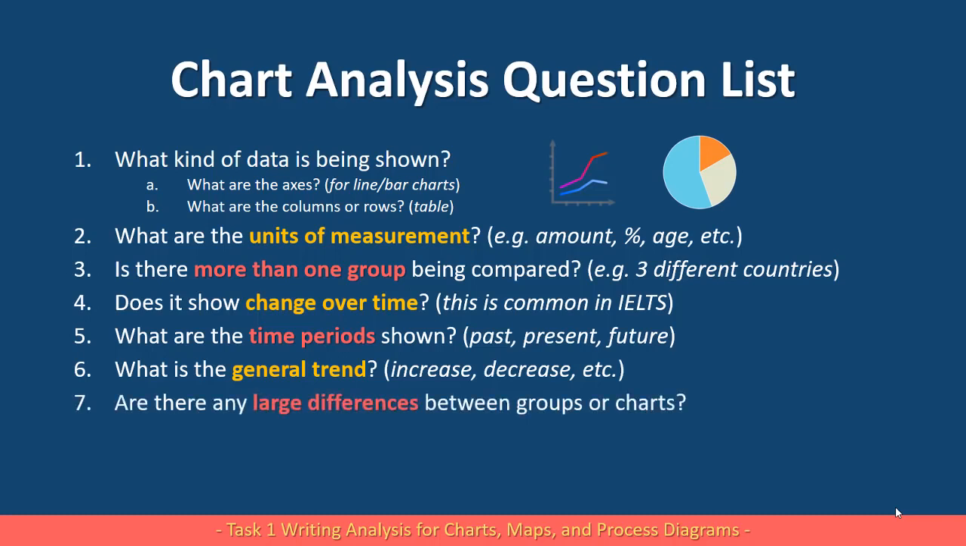Are there any large differences between groups or charts? Number 7, so if there are multiple groups, for example, 3 different countries, are there any big differences between these 3 different countries? If you have multiple charts, maybe you have a pie chart like on the top right, and you have a line graph, maybe you have 2 for one question. What are the big differences, and what do these different graphs or charts show you? And number 8, are there any groups or charts that share similarities? So we looked at differences in number 7. Next, we're looking at similarities.